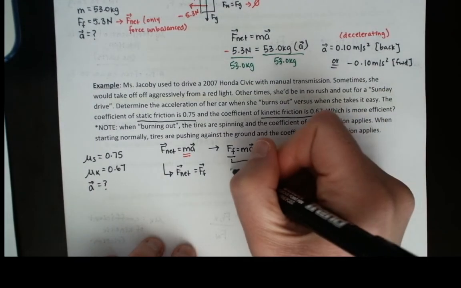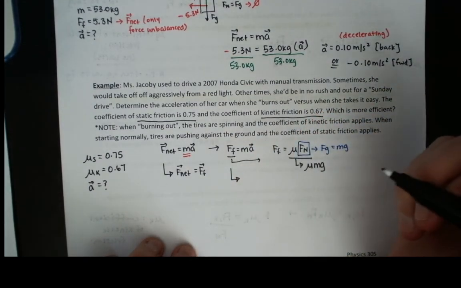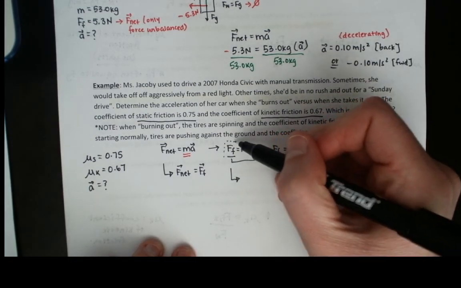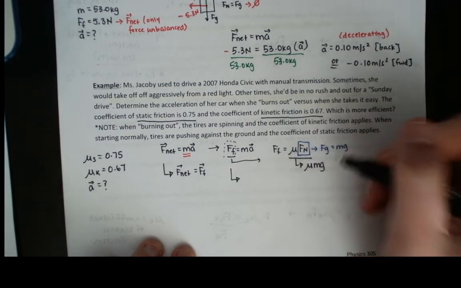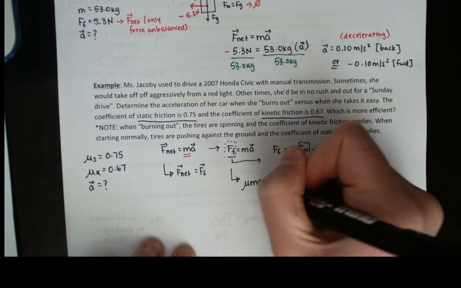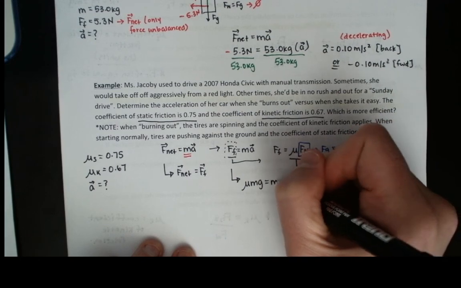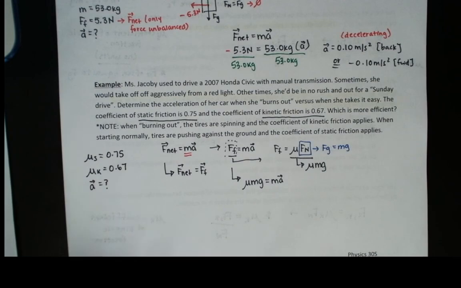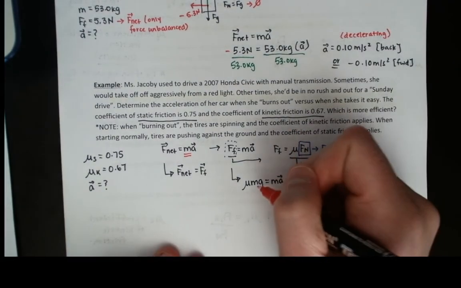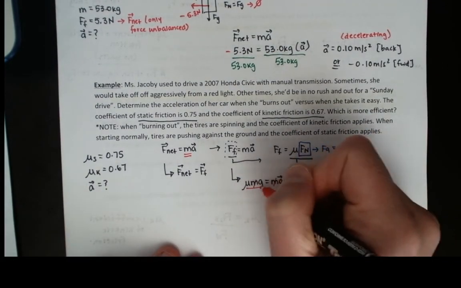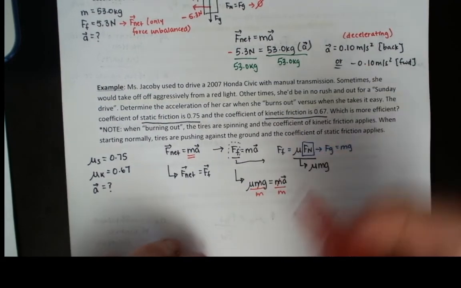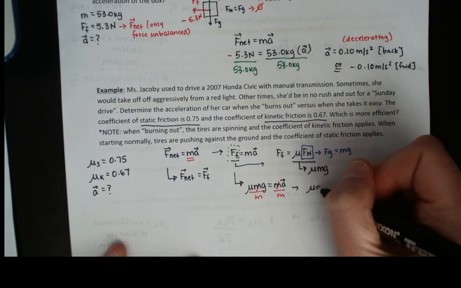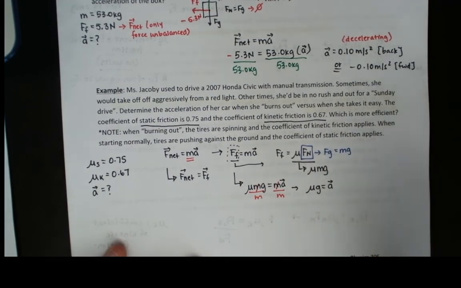Okay, we're going to go back here. Force of friction is equal to mass times acceleration. We're going to replace Ff with mu times m times g. Mu times m times g is equal to mass times acceleration. Now notice we have mass on both sides of the equation, so they cancel out. We divide by m on both sides and our m's go away. So we're left with mu times g equals our acceleration.